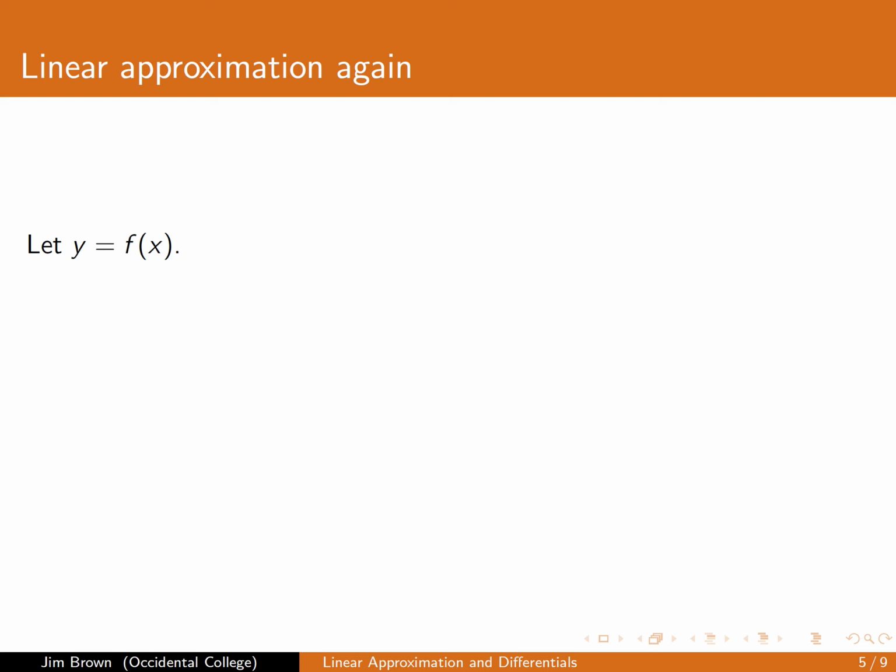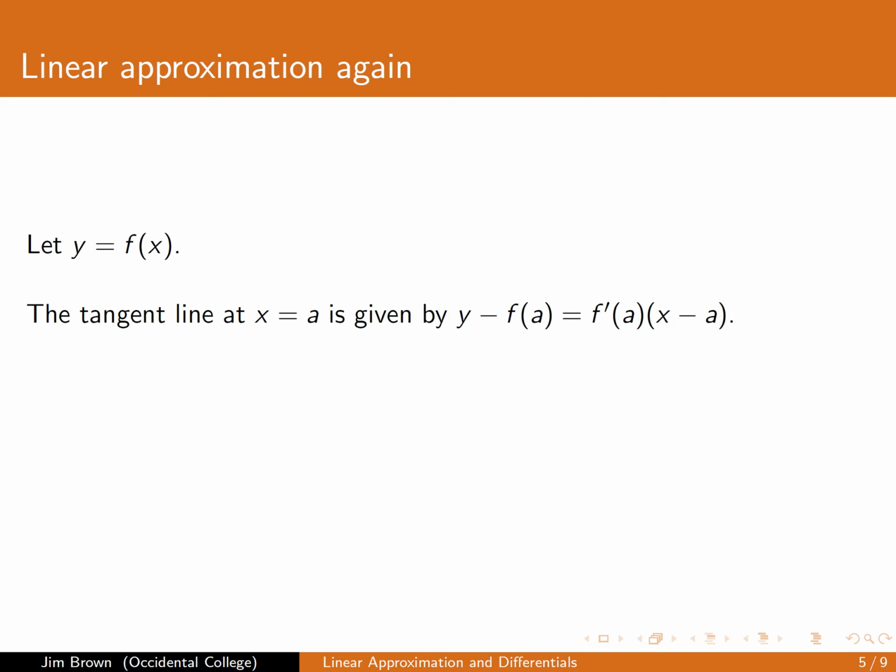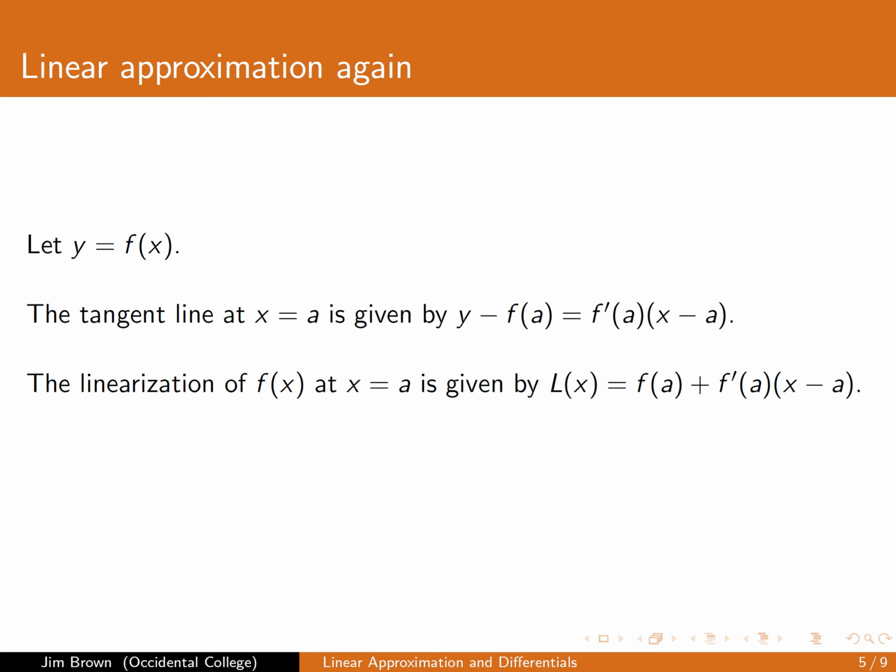So just to summarize what we're doing, we have that the tangent line at x equals a is given by y minus f of a is f prime of a times x minus a. We go ahead and solve that for y by bringing the f of a to the other side. And then we denote that function by L of x for the linearization of the function at x equals a. And then for values of x that are close to a, we have f of x is approximately L of x.